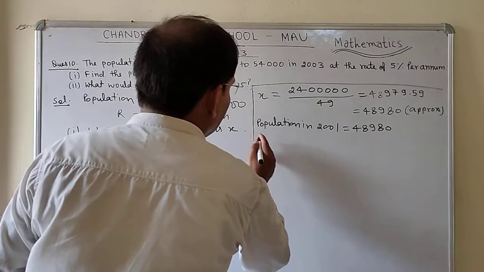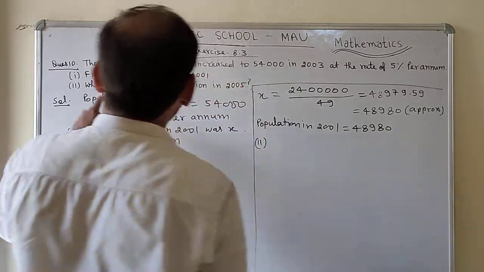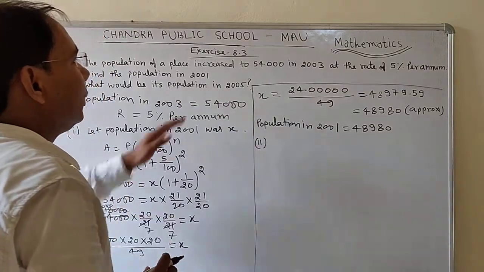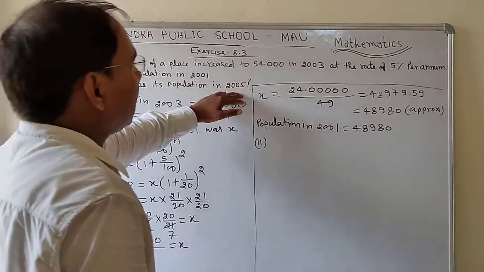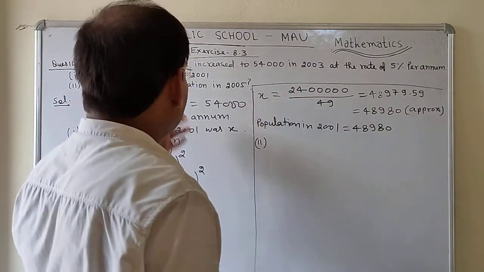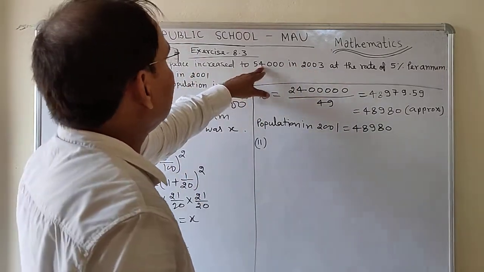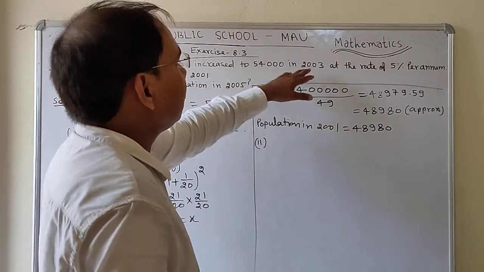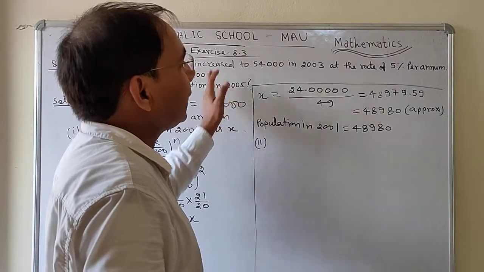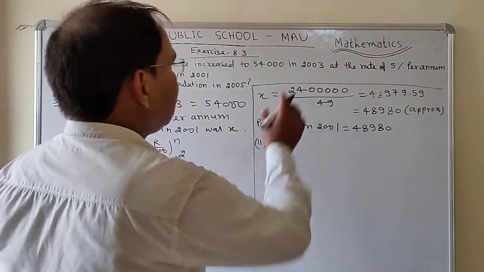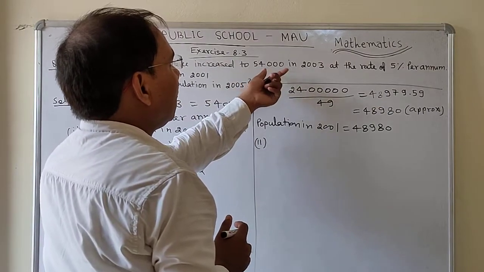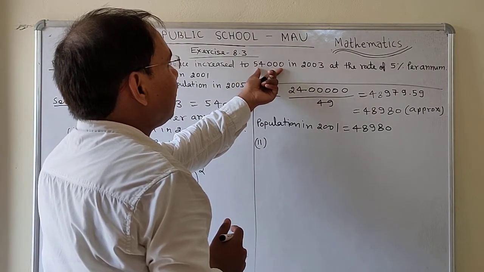Now for the second part, in the question it is given that what would be its population in 2005. So you need to find the population in year 2005. So whatever the population in 2003 is there, that is given, that is 54,000. So in the year 2005 means after 2003, 2004, 2005. So you need to find the population after 2 years. It means time will be 2 years, and whatever the population in 2003 is there, that is 54,000.